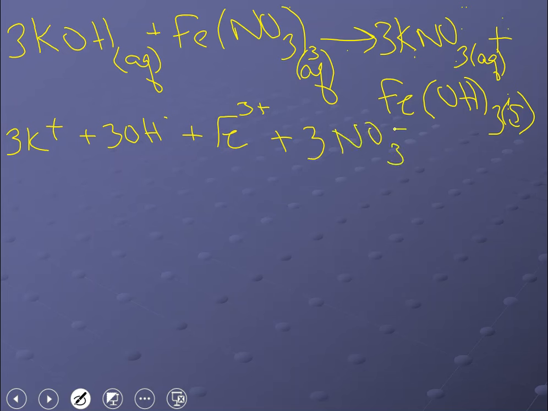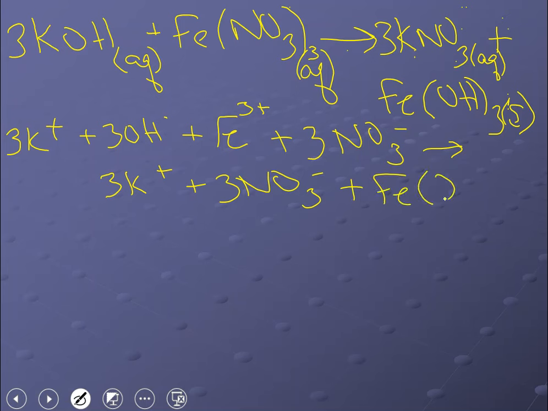So that's our reactant side of the equation. We'll put a little yield sign there. And then our product side, you again break apart your aqueous substance. So we've got 3 potassium, we have 3 nitrate, and then we do not break apart our precipitate. It remains intact because probably at the bottom of the container we have all these iron ions and hydroxide ions that have aggregated and made that precipitate. And then we can put our little S there. So there is our complete ionic equation.